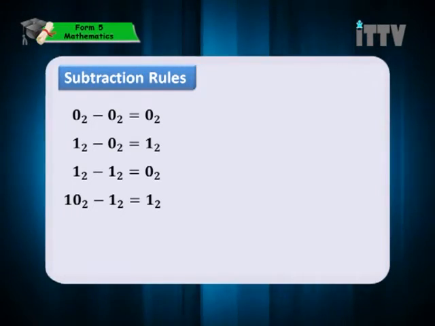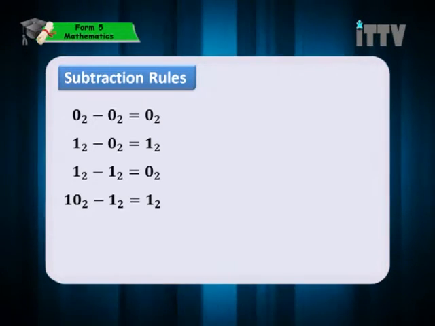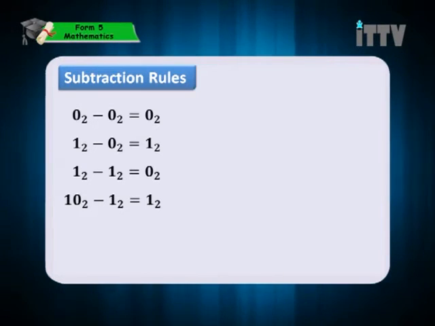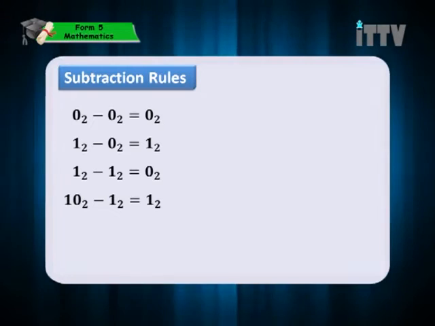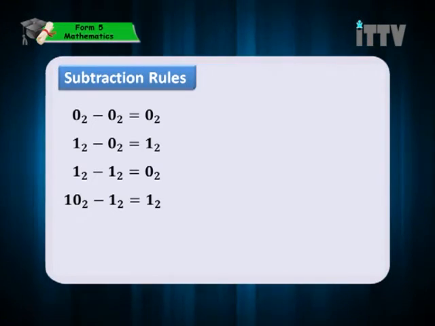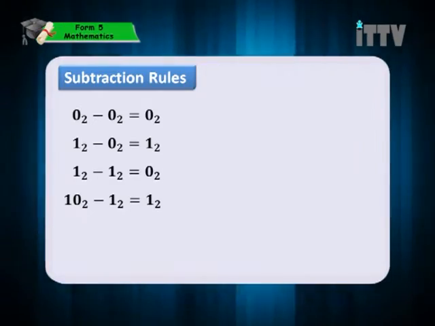0 in base 2 minus 0 in base 2 gives you 0 in base 2. 1 in base 2 minus 0 in base 2 equals 1 in base 2. 1 in base 2 minus 1 in base 2 gives you 0 in base 2. And 10 in base 2 minus 1 in base 2 equals 1 in base 2.